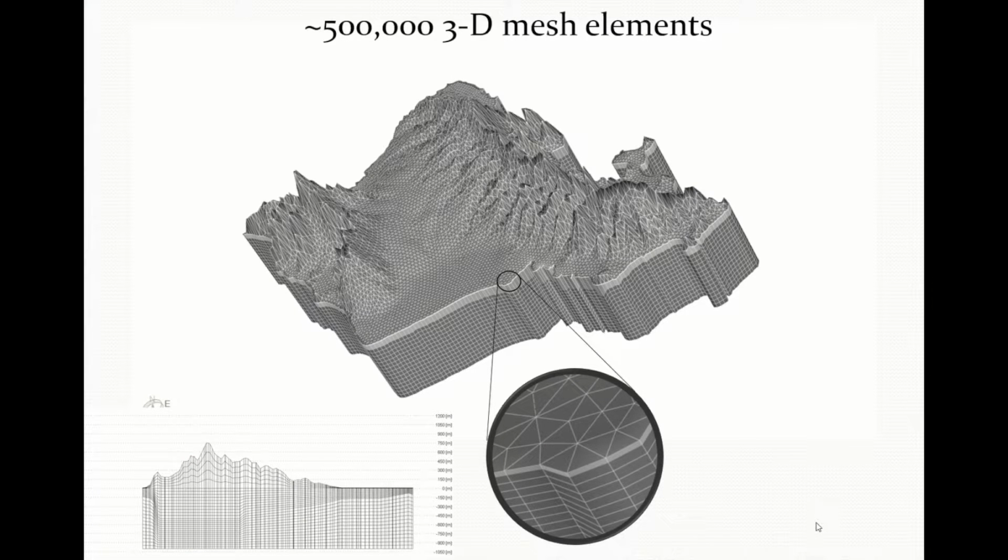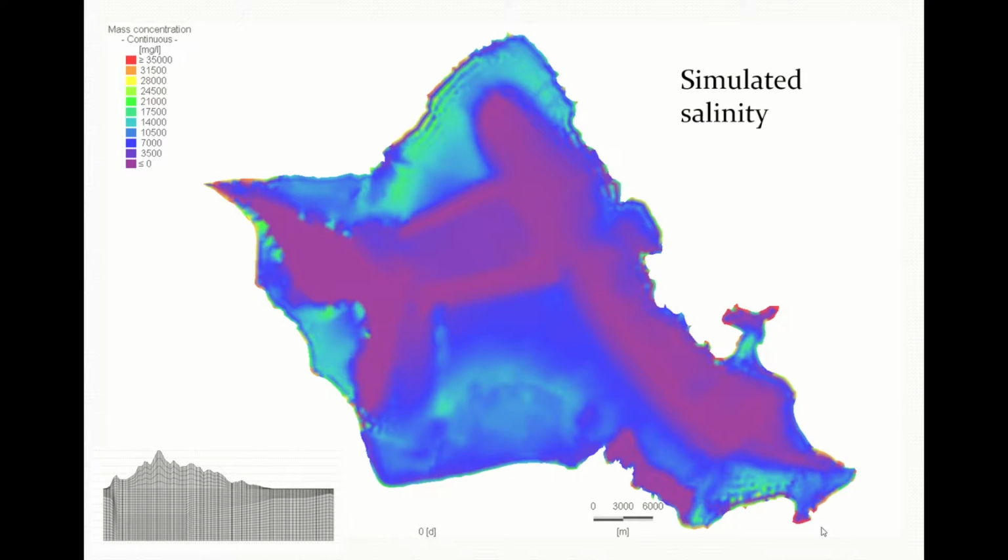This is an example of a model for the whole island of Oahu. This is relatively coarse, about 500,000 mesh elements, and this is how they look. This is like 40 vertical layers. And this is a close-up of the finite elements. And here are quickly the results.